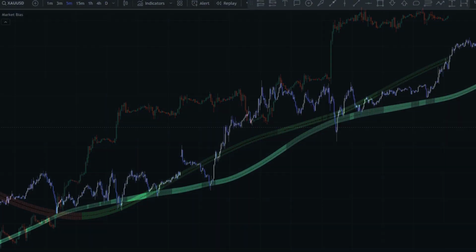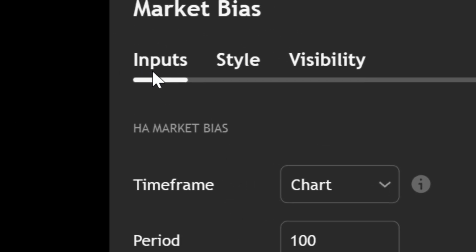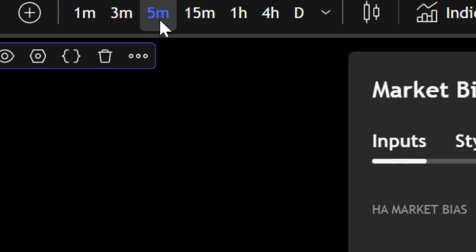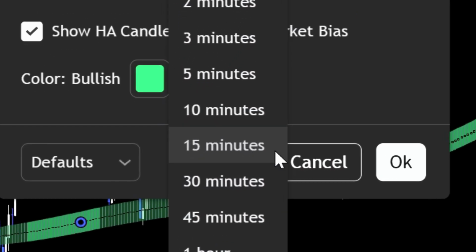So head over to the indicator settings. You'll find an option for the time frame. Whatever chart you're on now, say that 5-minute, we're going to set that one step higher to 15 minutes. This adjustment gives our indicator a wider view of market movements, helping us identify the dominant trend.